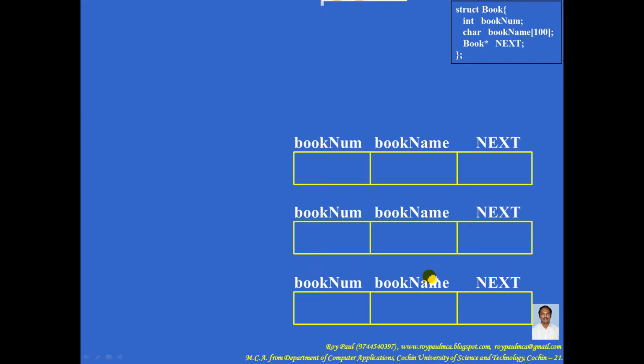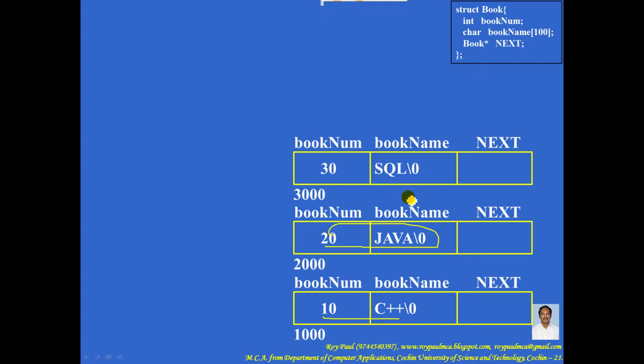Now these elements exist in the computer's memory. So some address will be there, example 1000, 2000, 3000. Now data part, book number, book name. Let me take an example, data part, another example, data part, another example. Now next must contain the address of the next element, but this is the element at the bottom. So after this elements are not there, so this contains null. Now this one should contain the address of the next element, that is 1000, and this should contain the address of the next element, that is 2000.